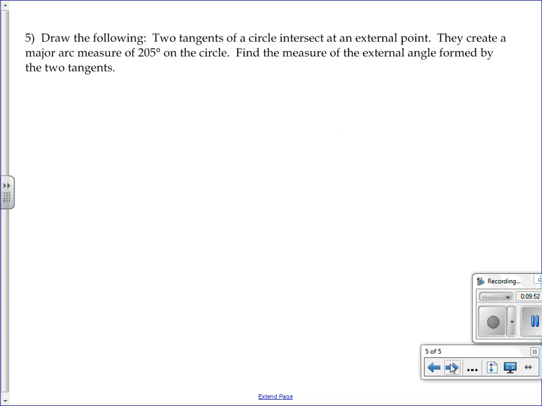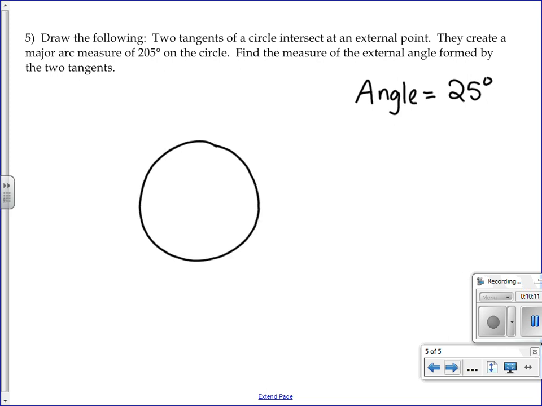Okay, for the very last one, you have to draw a picture, but I'm going to give you the answer. The answer is that the angle is 25 degrees. So let's figure this out. So it says you have two tangents of a circle. So here's my circle. You guys remember tangents are like those hit and runs.